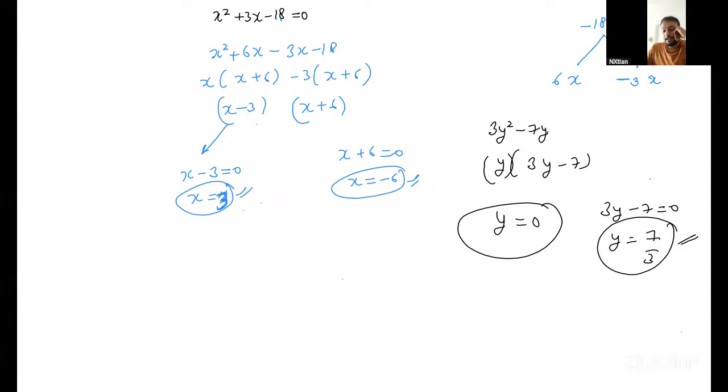Because I get two factors, no? When I take out common, y becomes one factor and 3y minus 7 becomes one factor. So I put this equal to 0, it becomes 0, and I put this one equal to 0, so I get 7 by 3. Got it?